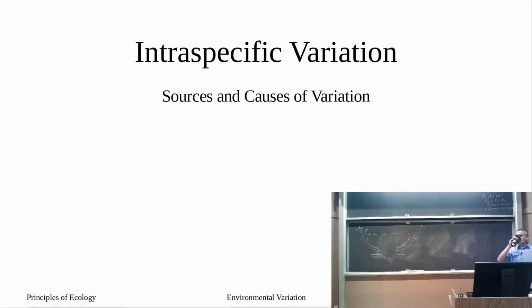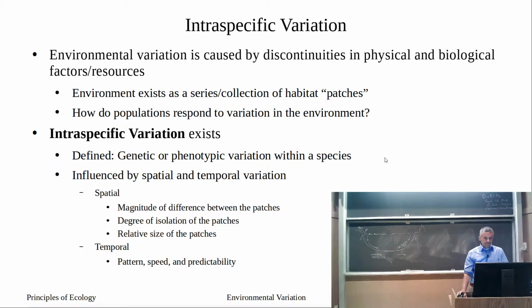All right, so we talked about environmental variation, the drivers for the variation that we see. So discontinuities in our physical environment. Our environmental variation is caused by these discontinuities, and our organisms have to deal with it. So these discontinuities are what drive the variation that we see across the species.